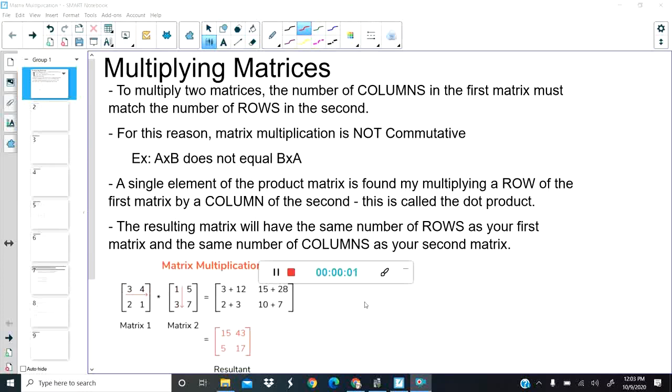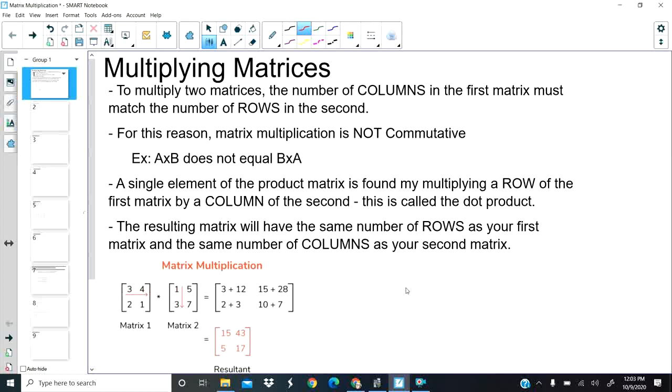Hey guys, today we're going to talk about matrix multiplication. So whenever you think back to adding and subtracting matrices, you may think that with multiplication, you're going to be able to just multiply each element by its matching element in the second matrix. However, this isn't the case. So you're going to need to pay special attention to this lesson.